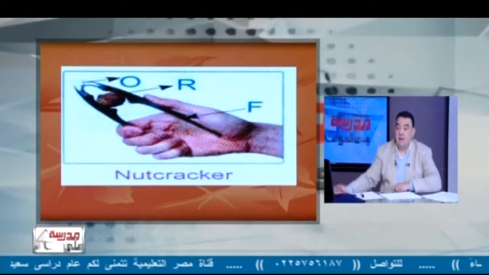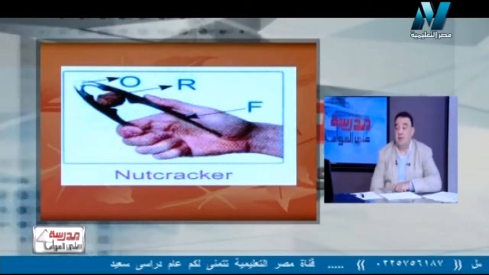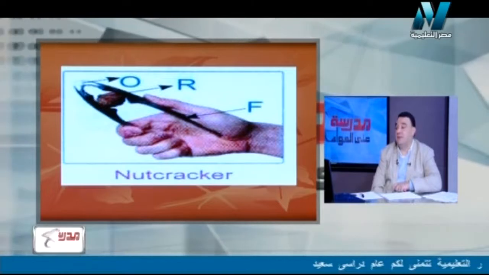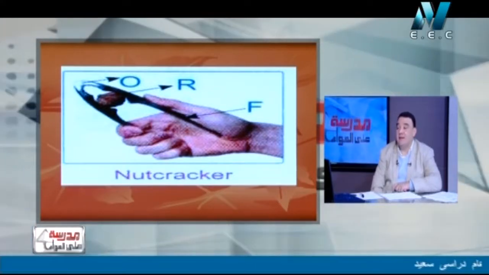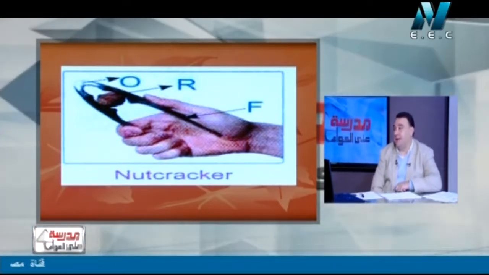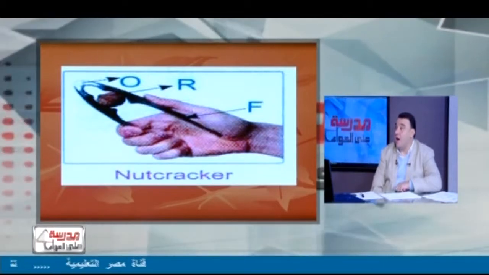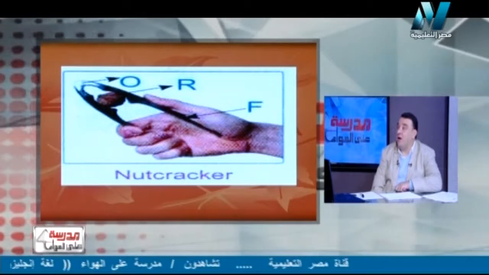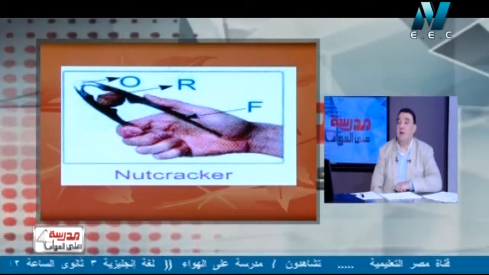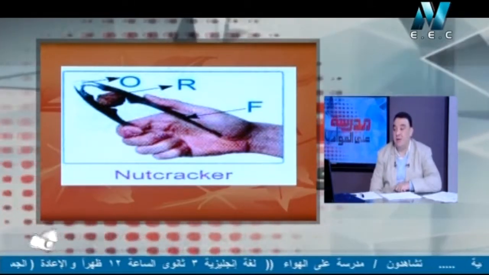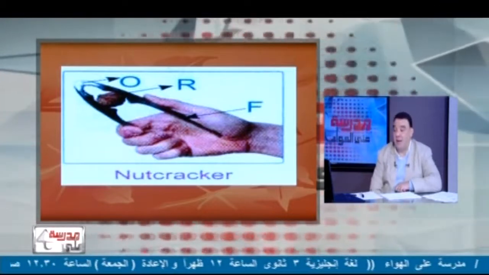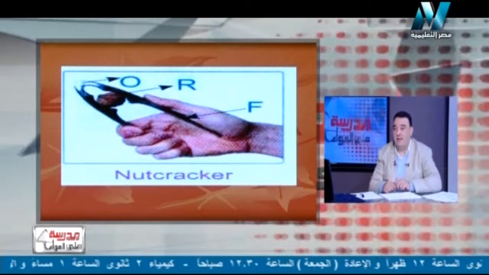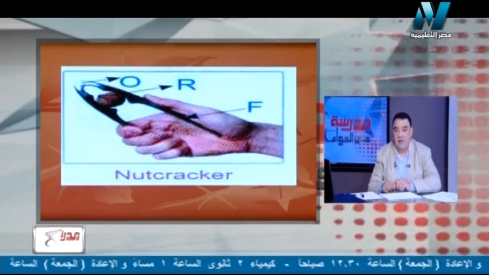Another example, the nutcracker. The nutcracker is considered what? It's also considered a second class lever. Why is it a second class lever? Because it has R in the middle, R in the middle between O and F. R in the middle between O fulcrum and F effort force. So the nutcracker is a second class lever because it has R in the middle between O fulcrum and F effort force.